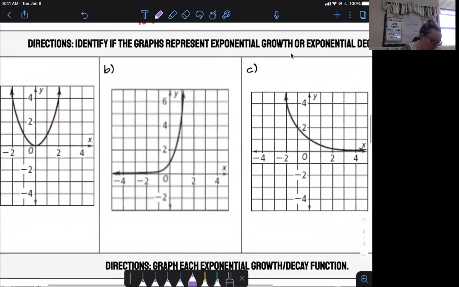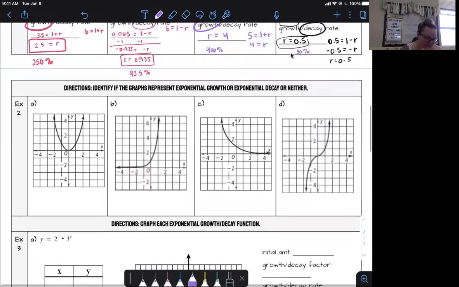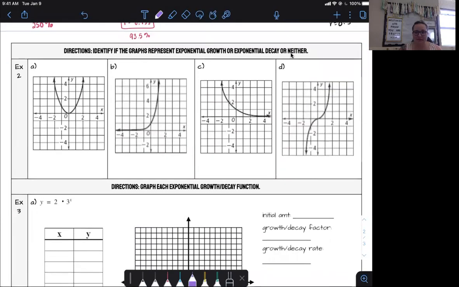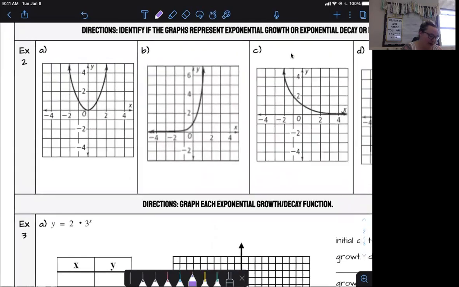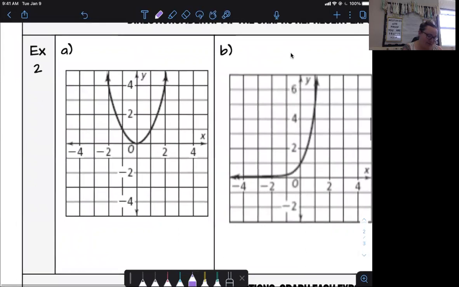All right. So now we're going to look at these 4 graphs in example 2 and decide if these graphs represent exponential growth or exponential decay. So if you look at the graph in example 2, part A, does this represent exponential growth or decay, or neither? So hopefully you chose neither, because this is a parabola, right? This graph represents the function y equals x squared. So that is not exponential growth or decay. The variable is not an exponent.